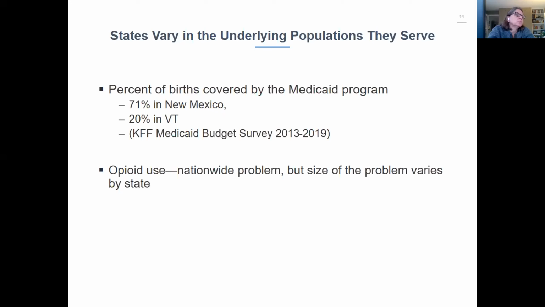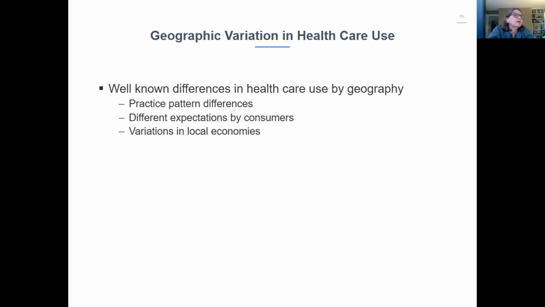Another point is that opioid use is a nationwide problem. The size of the problem and how it's handled will vary by state. So again, if you're looking at opioid use, do think about the states you select and how you're going to find them and what you're going to find about them.